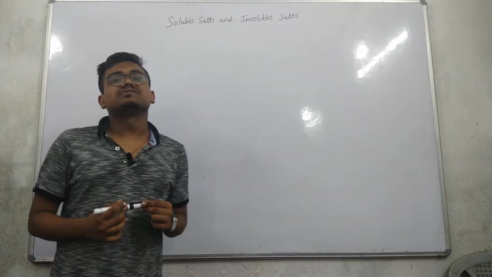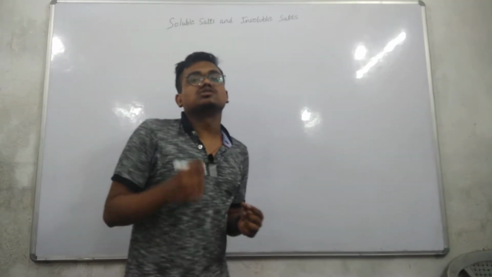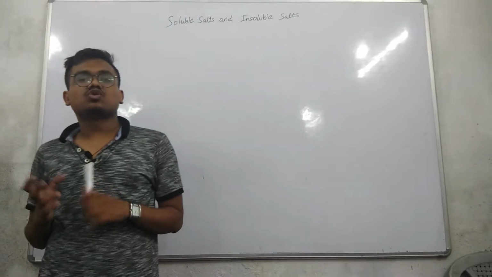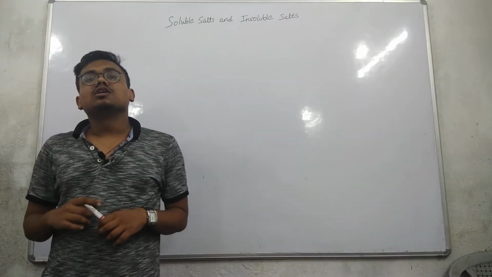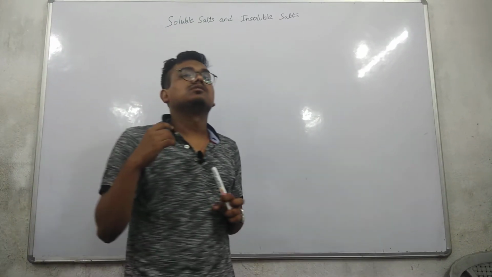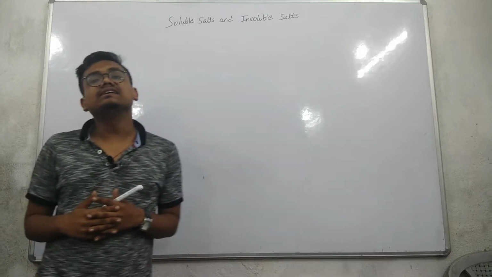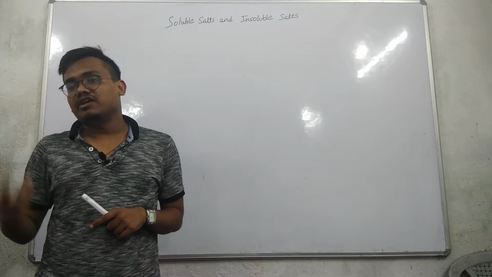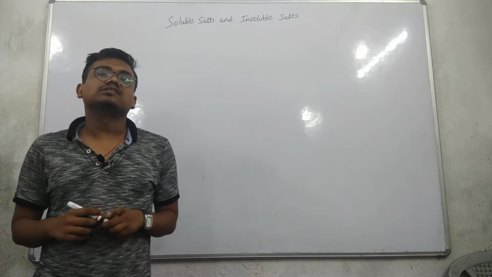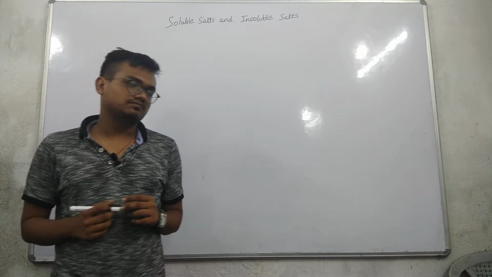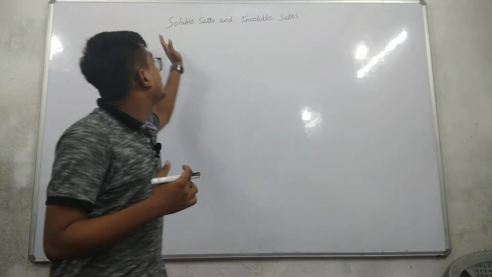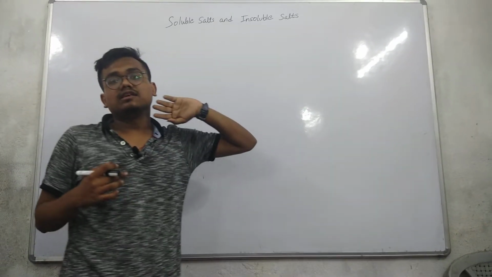In the previous class we have seen what is salt. Just for recapitulation, a salt is an ionic compound that dissociates and yields a positive ion other than the hydrogen ion and a negative ion other than the hydroxyl ion. Now we will be studying the soluble salts and the insoluble salts.